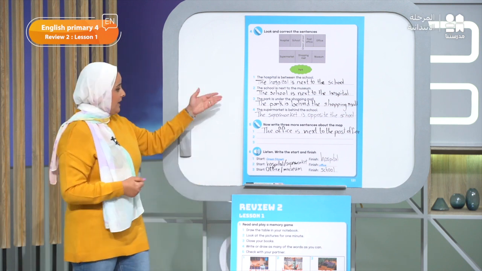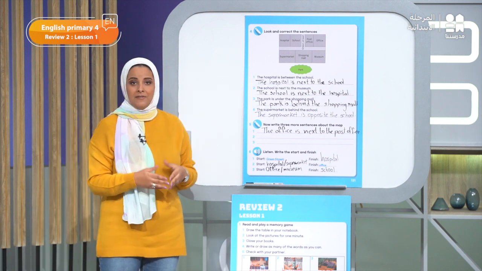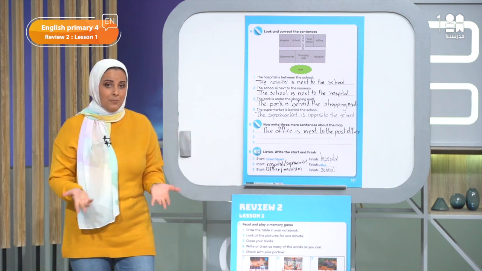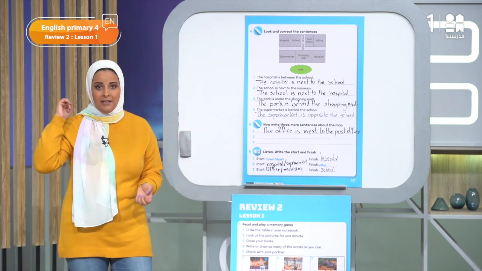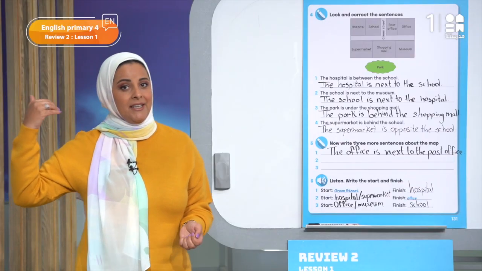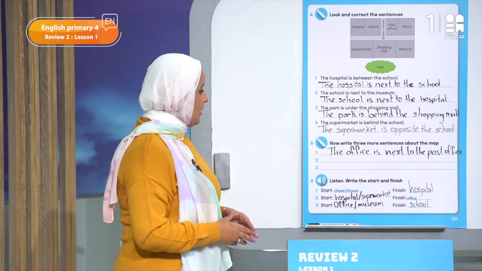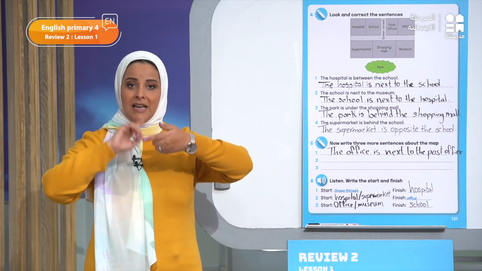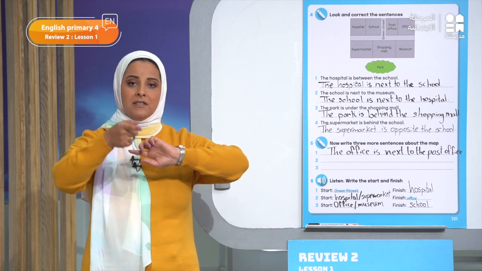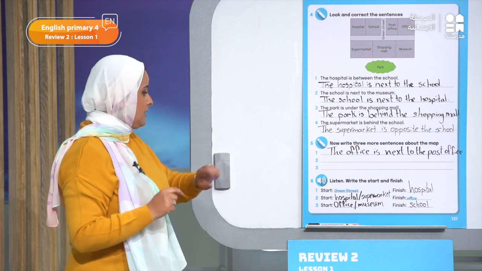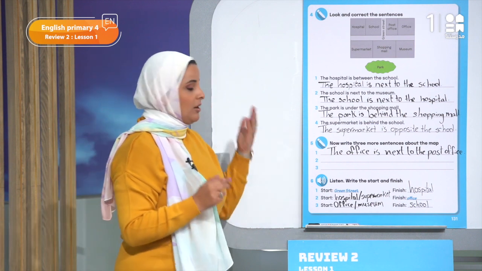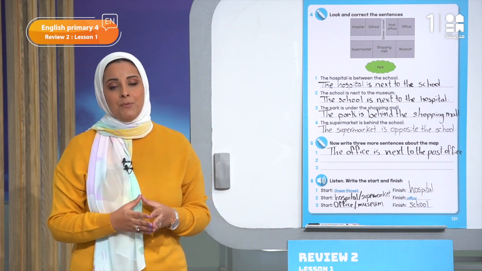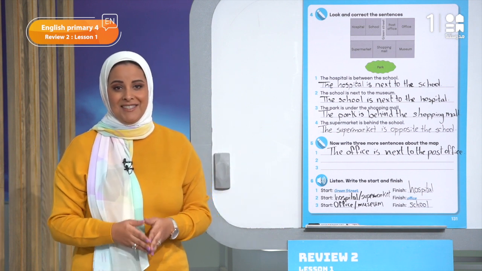Very good. If I'm going to talk about number 3, and I will say the park is behind the shopping mall, where is the preposition? Behind. Very good. يعني إيه behind؟ يعني وراه. Number 4, the supermarket is opposite the school. يعني إيه opposite؟ يعني on the other side, and opposite is the preposition. Very good. Right. Here, as we said, you are going to look at the map and you are going to remember all the prepositions we learned during this year.